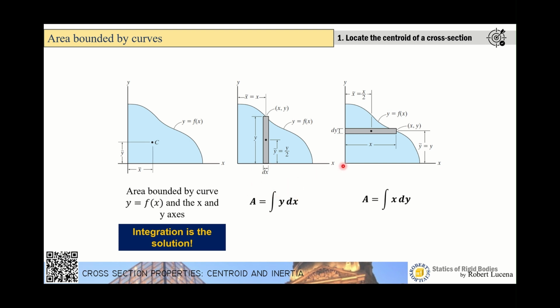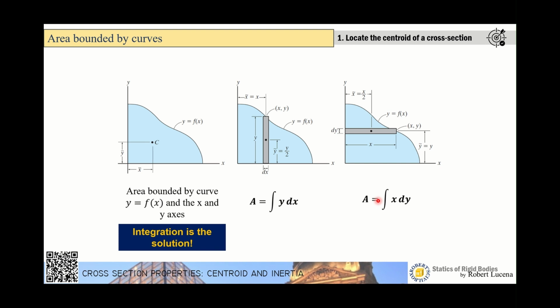The same principle applies when we're using a horizontal strip, because this time, instead of a vertical strip, we add up all the horizontal strips. The process of adding those very, very small strips is integration. So if you use a vertical strip, the integral of y dx is the area of your differential rectangle, and the integral of x dy is the area of your differential rectangle. If you integrate this differential element, then you can have the area.